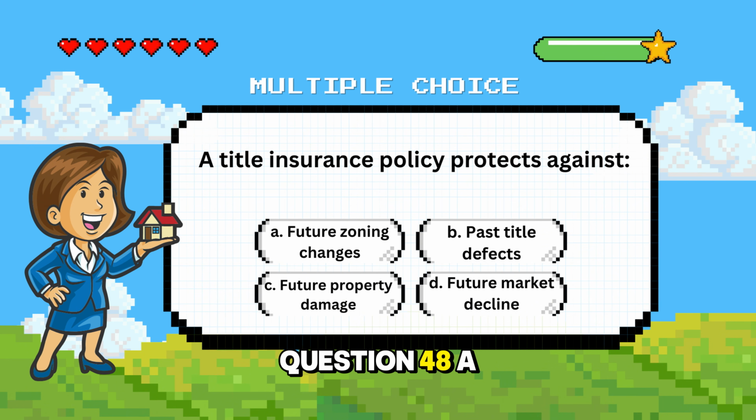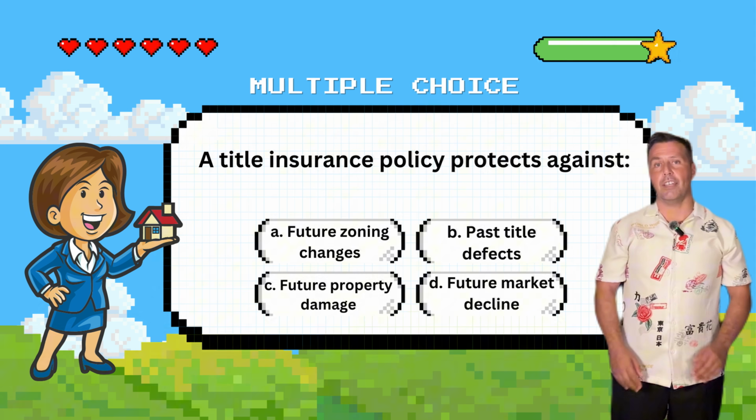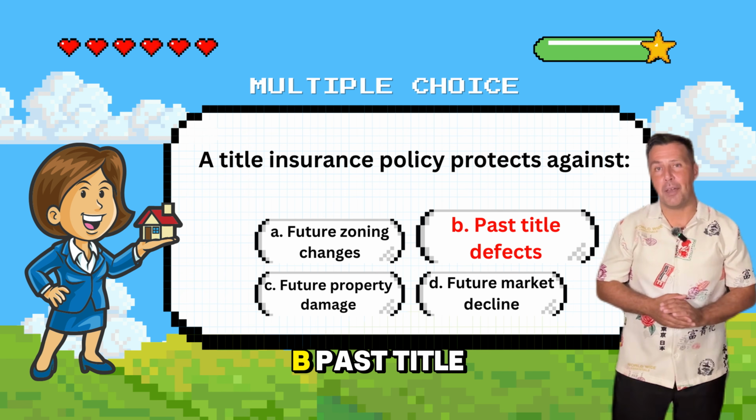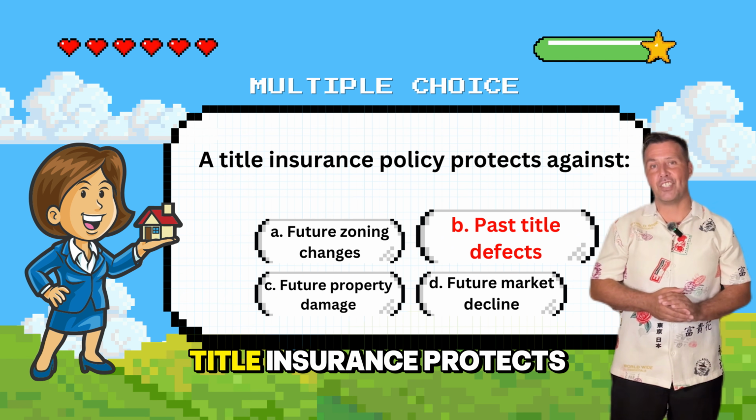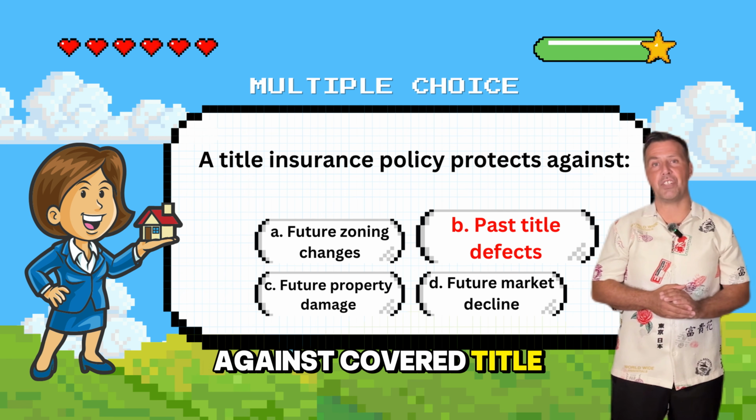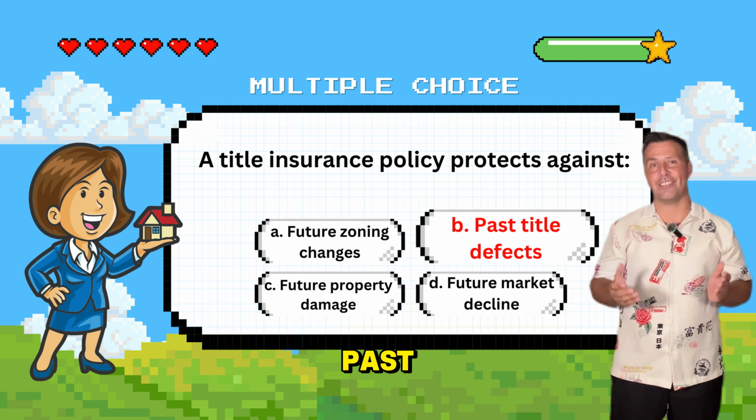Question 48. A title insurance policy protects against A, future zoning changes, B, past title defects, C, future property damage, D, future market decline? The answer is B, past title defects. Title insurance protects against covered title issues from the past.